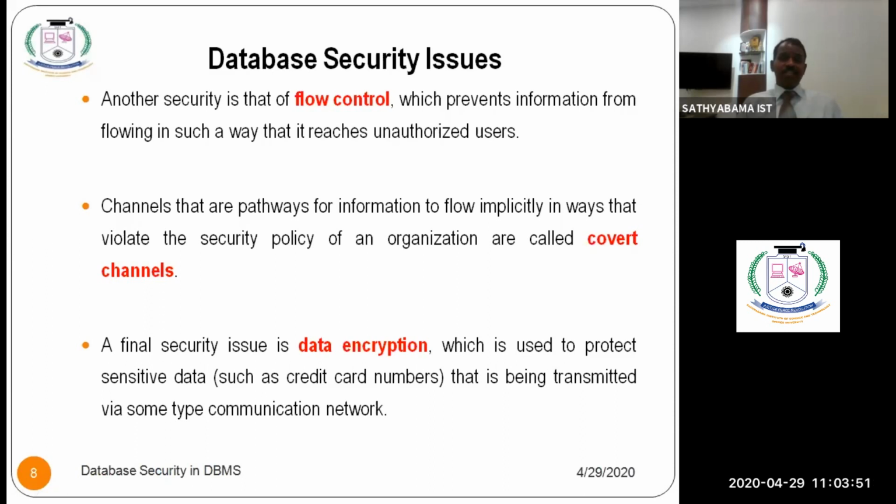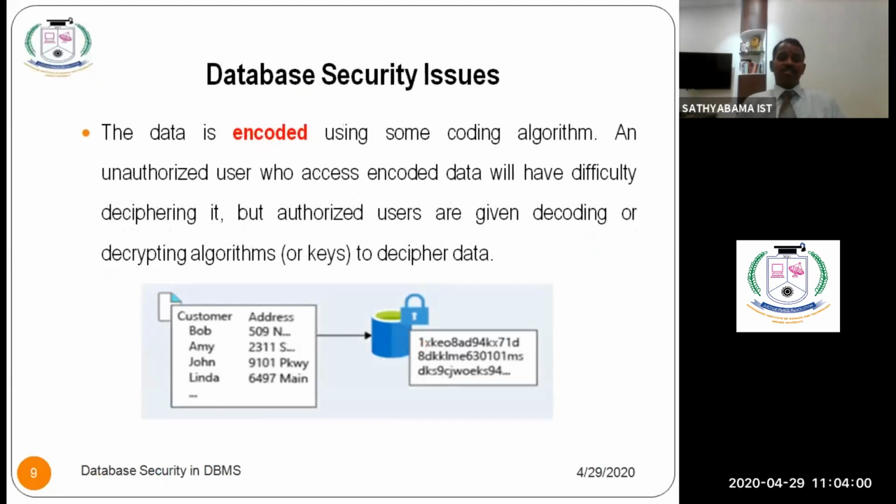So during that communication, how your data are secured and how data flow is handled comes down to data encoding. You see how data are encoded. For example, you have some customers and addresses, and once the data flow towards the communication network, it is converted into some encryption format.